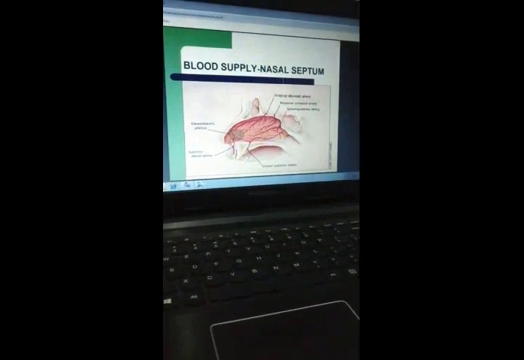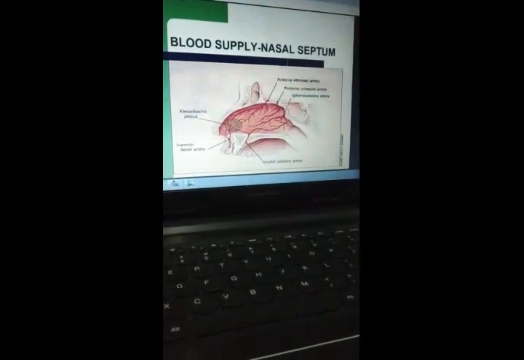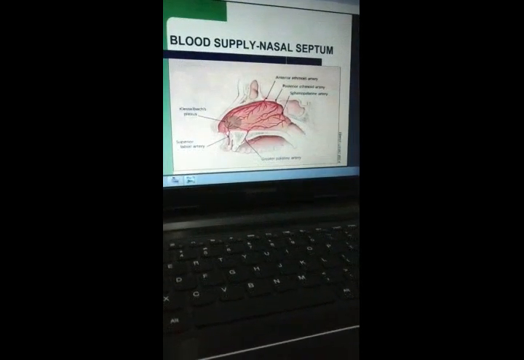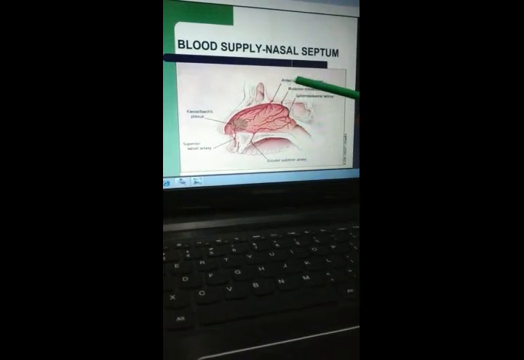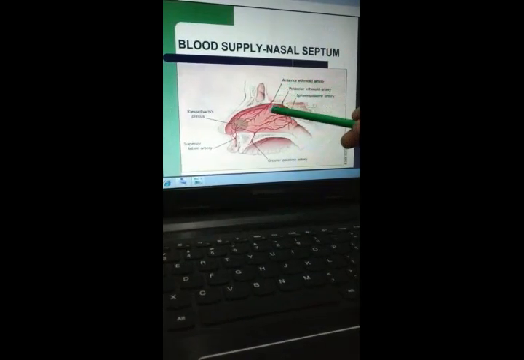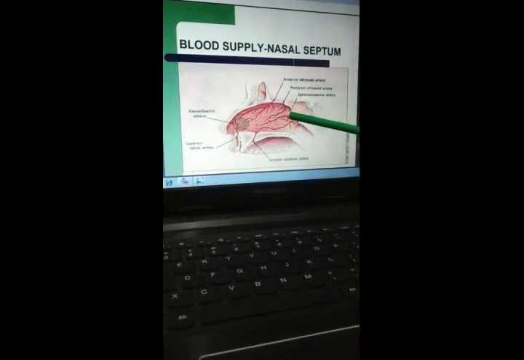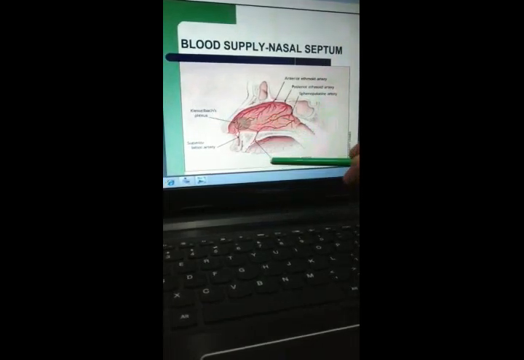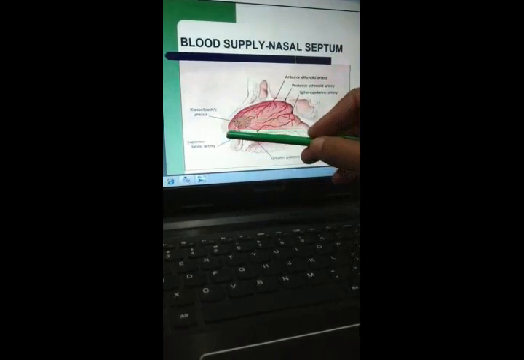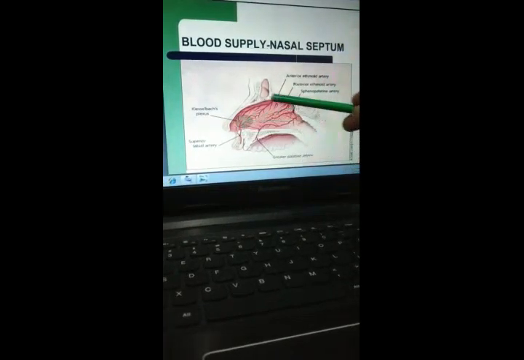Now come to the blood supply of the nasal septum. This is a very vascular area, and you see the different vessels are there: anterior ethmoidal artery, posterior ethmoidal artery, then the sphenopalatine artery is here, and this is the greater palatine artery and the superior labial artery branch here. That all supplies the septum.